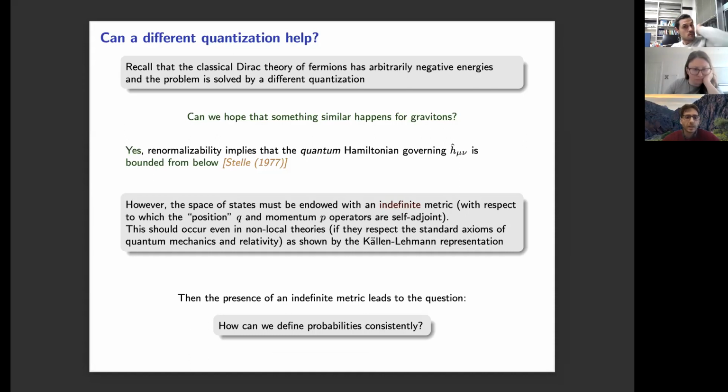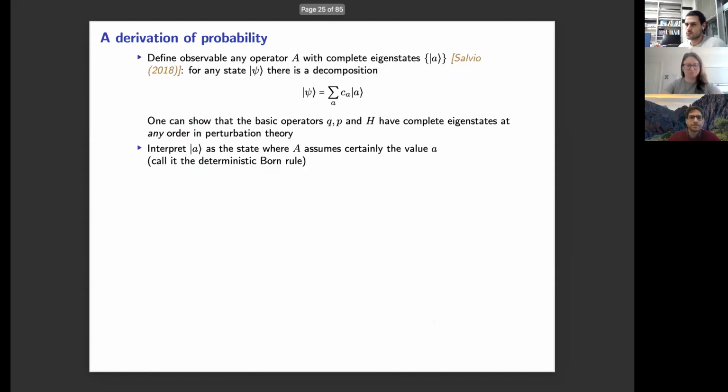But notice, and this is probably my only comment about non-local theories, that even in non-local theories, if they respect the standard axioms of quantum mechanics and relativity, they also have to secretly have an indefinite metric, because this is implied by the Källén-Lehmann representation. A propagator cannot go faster than 1 over p squared for high momentum unless there is an indefinite metric. So the indefinite metric leads to the question: how can we define probabilities consistently? This question is relevant also for non-local theories.